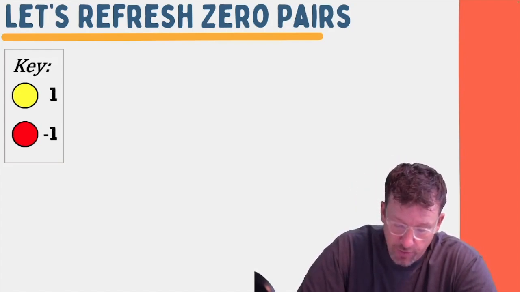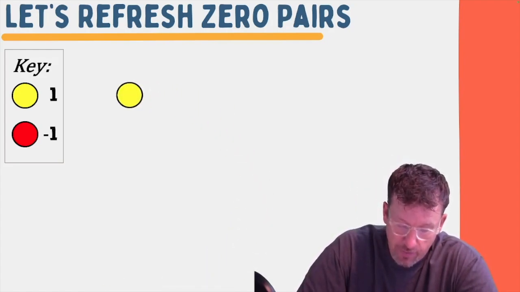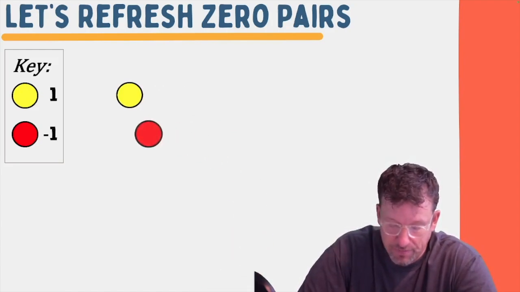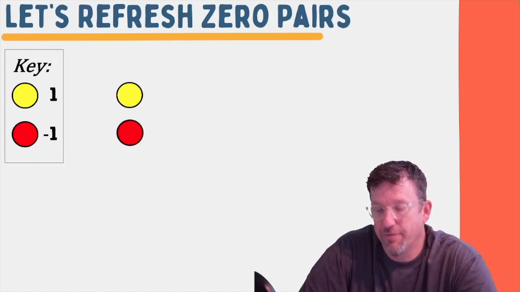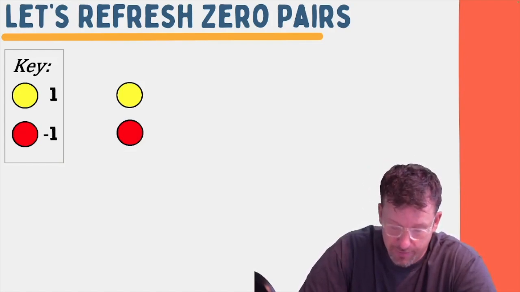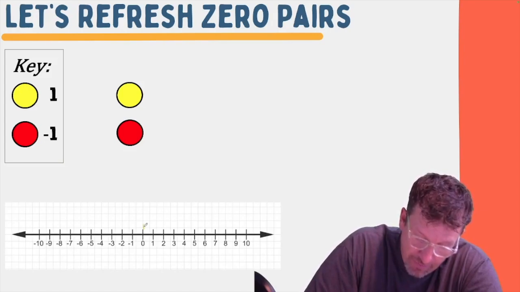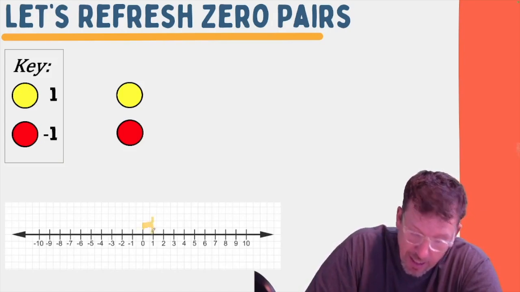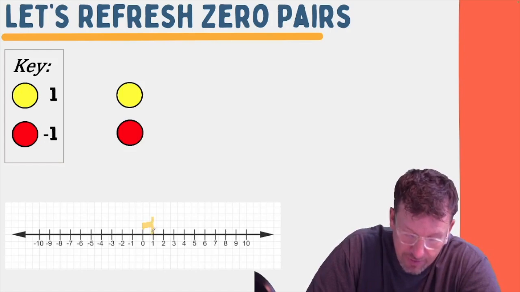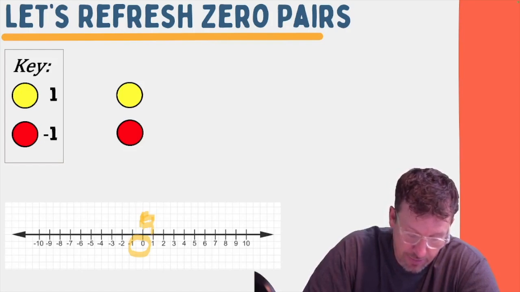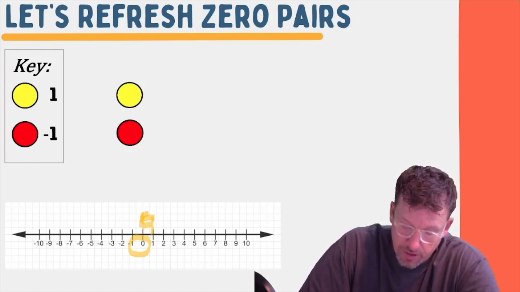Okay, so let's refresh zero pairs. All right, what does that represent? If you look at our key, yellow represents a +1. If I put a red up there, I got a -1. What does that equal together? Well, it equals a 0. So if you imagine going from here to here, I gained 1. So I'm over there at the 1. And then all of a sudden this red chip comes around and I go this way and I lose 1. Where'd I end up at? I ended up at 0. Okay, so really important. Here's another one for you.